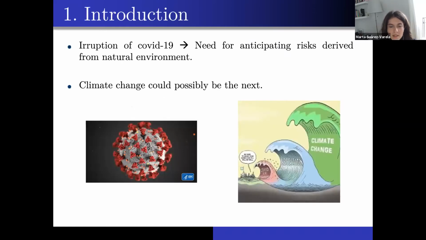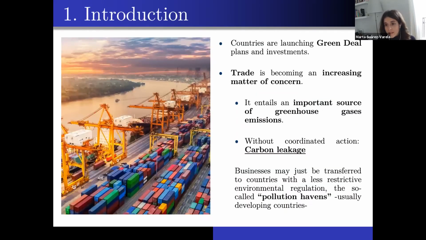And just to introduce it a bit, the eruption of COVID-19 has highlighted the importance and need for anticipating risks derived from the natural environment, no? And also make systems more resilient to environmental risk. Climate change, from which alerts have been sounding for decades, could possibly be the next. So in this context, countries are launching Green Deal plans and investments in order to adapt their growth strategy to those environmental risks, no? And among those growing claims to increase environmental stringency or regulations, trade is becoming an increasing matter of concern for two reasons.